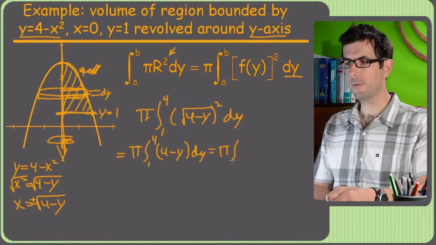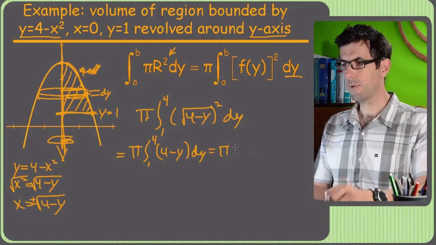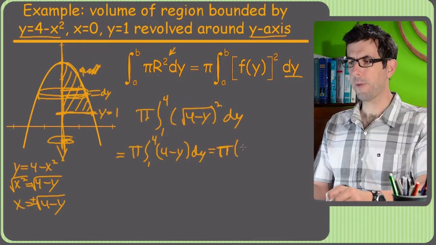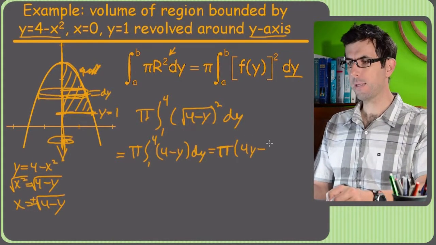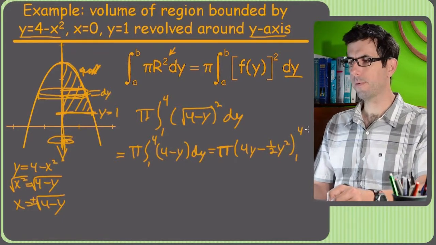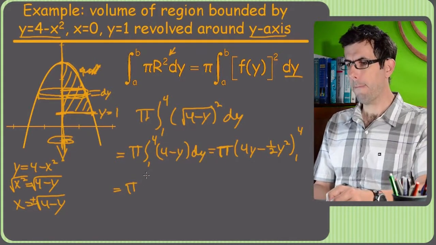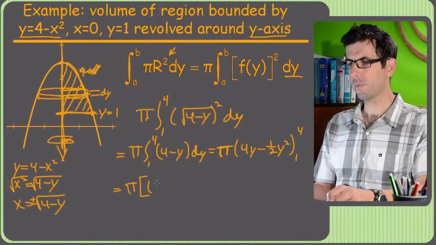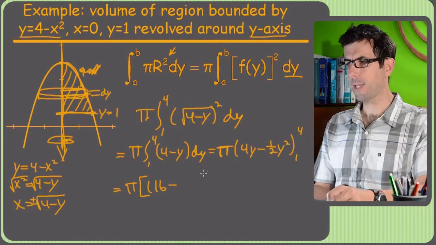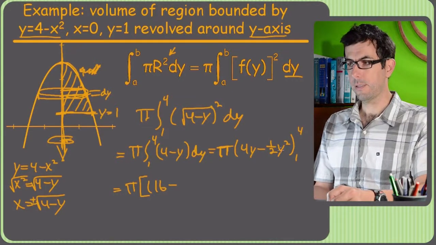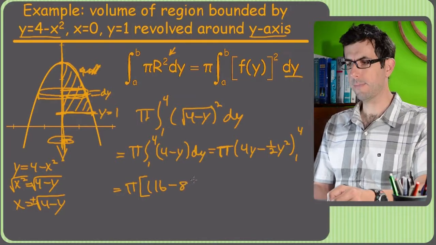Easy integral to do. Oops, don't need that anymore. So pi times 4y minus 1/2 y squared from 1 to 4. Alright, so we've got to be careful here. Pi, so 4 times 4 is 16, minus 4 squared is 16, times 1/2, so minus 8.